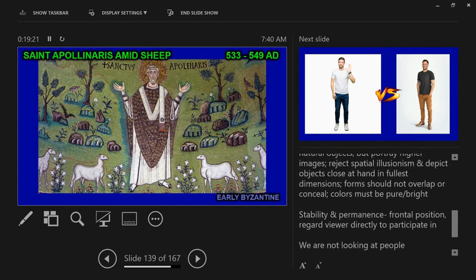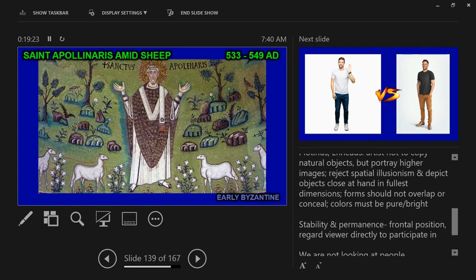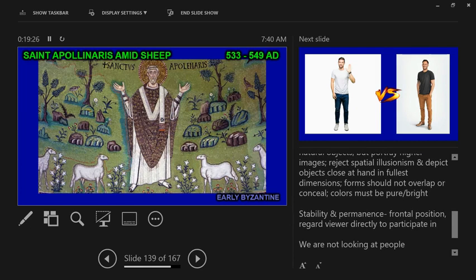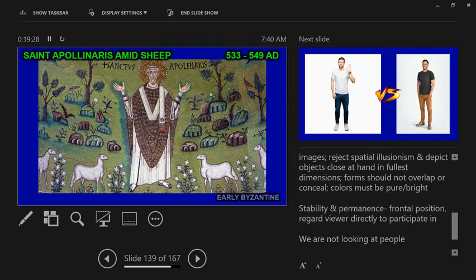So they're rejecting spatial illusionism. They want to portray a higher image. They're making it look more godlike. If heaven is something totally different than this earth, then to portray things that are heavenly, you want to get away from the earth. You want to get away from naturalism.